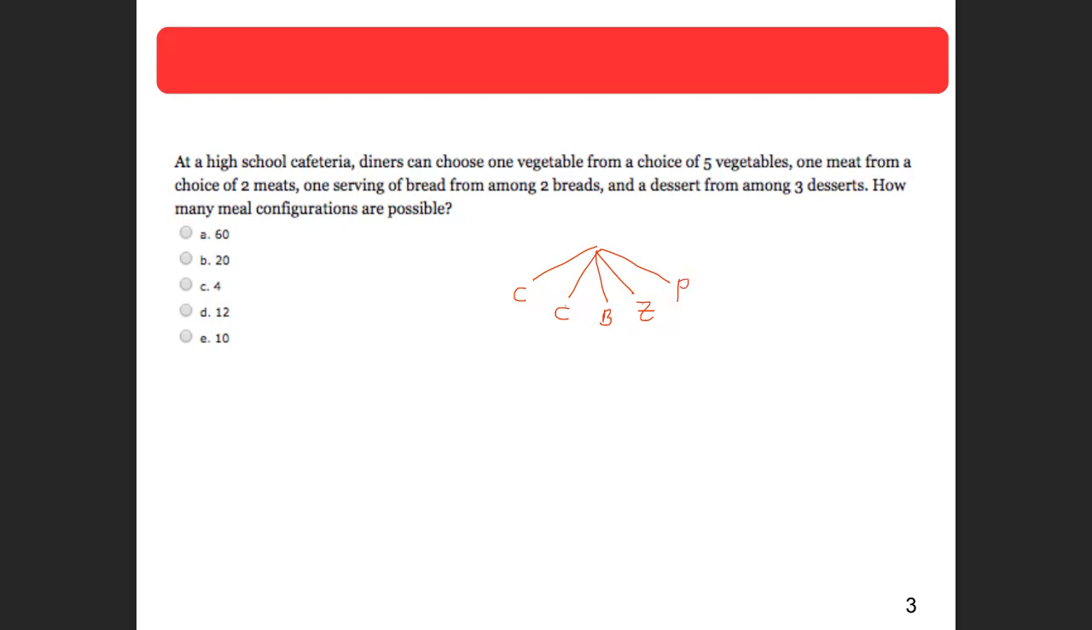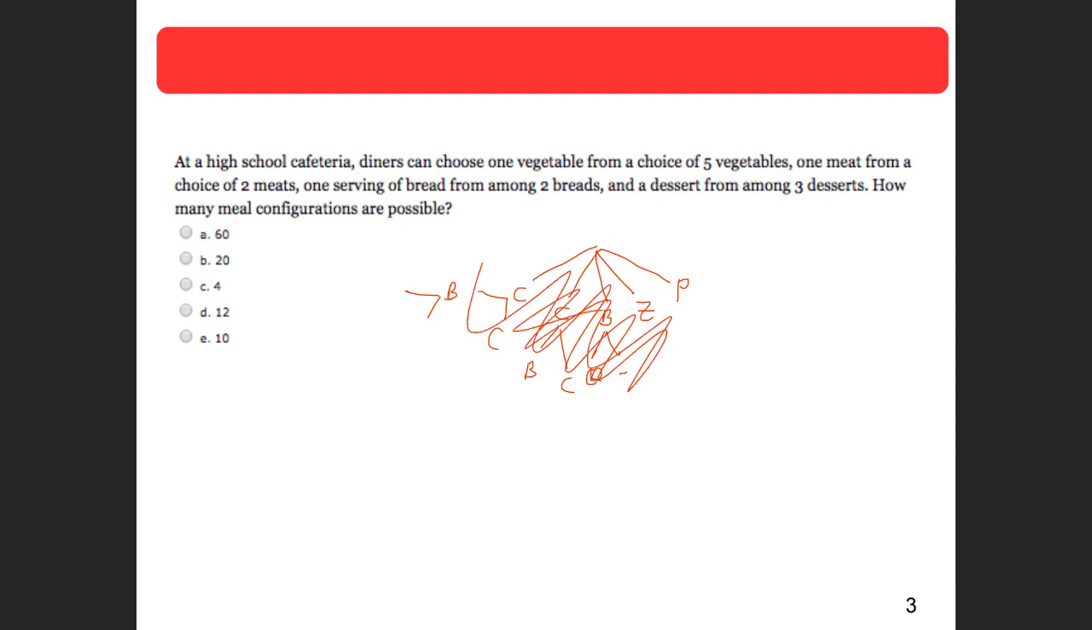So I have 5 vegetables, and then it says one meat from a choice of 2 meats. Well, okay, so from this corn, we could have beef or chicken. From this carrots, we could have beef or chicken. From this broccoli, we could have beef or chicken. Then from here, you could do 2 breads, and then you would count all of these things up. It takes a long time, especially if there are a lot of different events in there. So we don't usually do that.